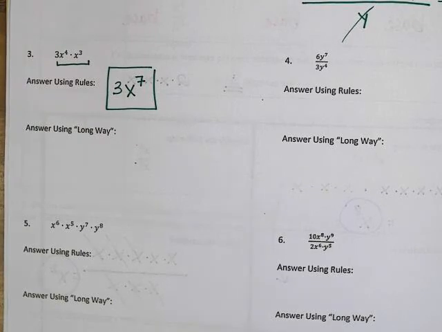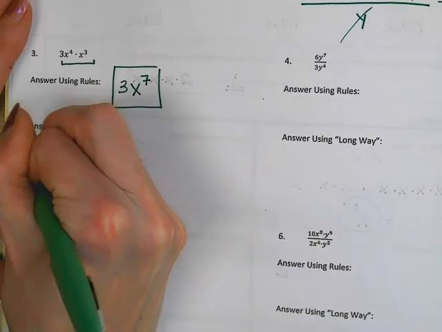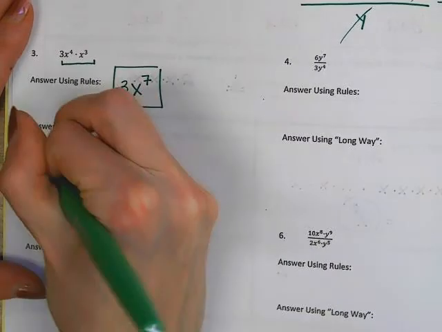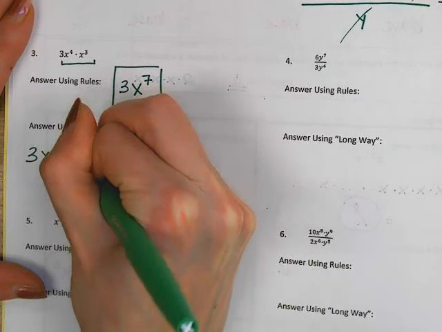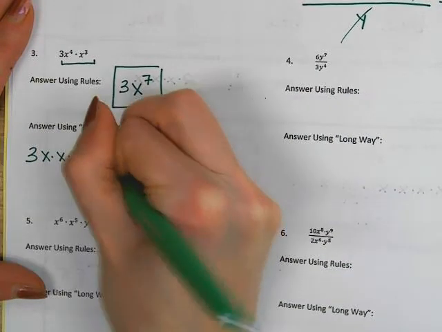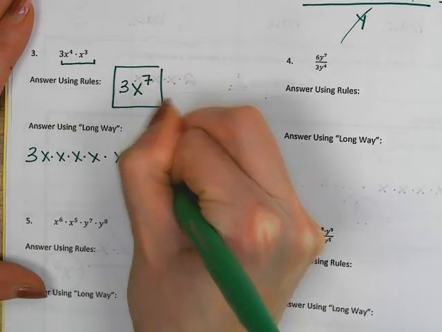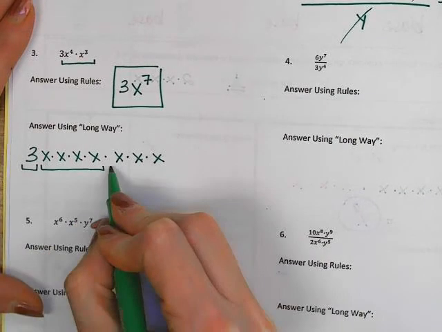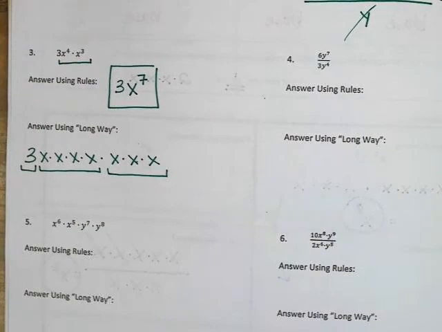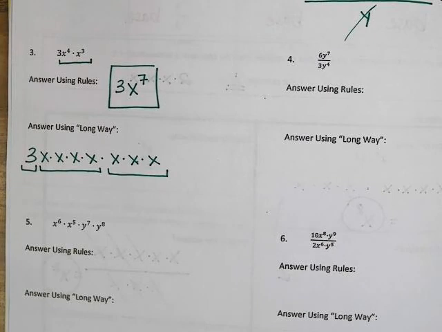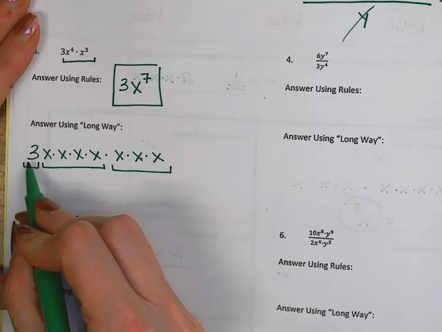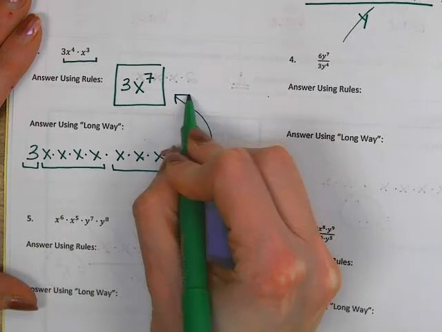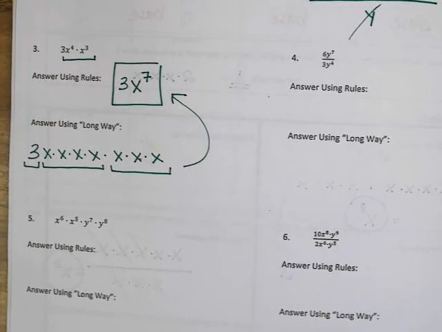Now, using the long way, we'd have a 3, and then we'd have 4 x's, and then we'd have 3 more x's. Okay, so you have 3 times x to the 4th times x to the 3rd. And if you count those x's up, it would be 3 with 7 x's. So 3x to the 7th.